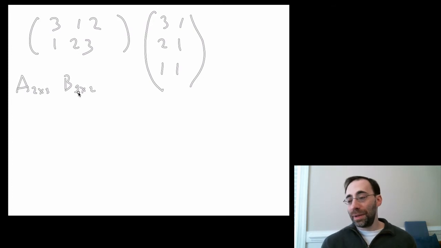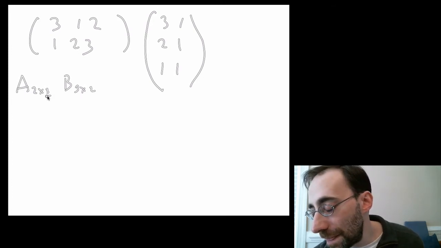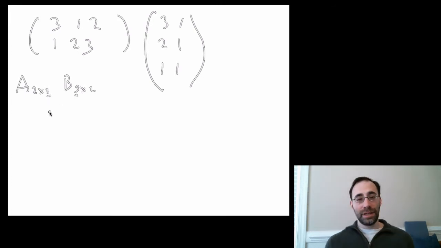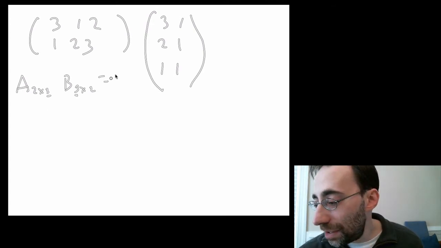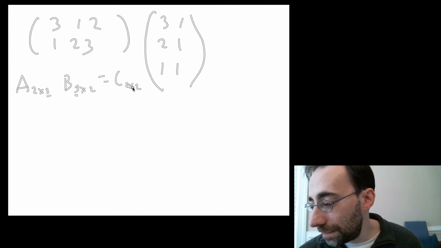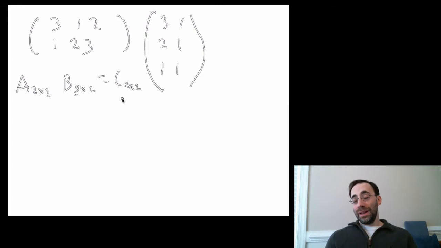we can multiply them because they have the same interior. The number of columns of the first one is the same as the number of rows of the second one, so we can multiply them. And we should get a matrix that is 2 by 2. And that can be helpful.